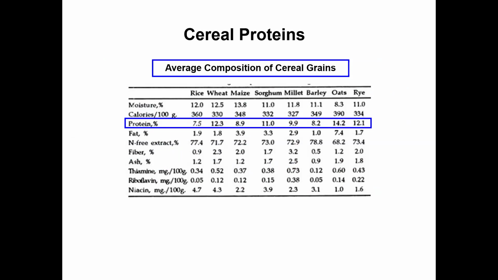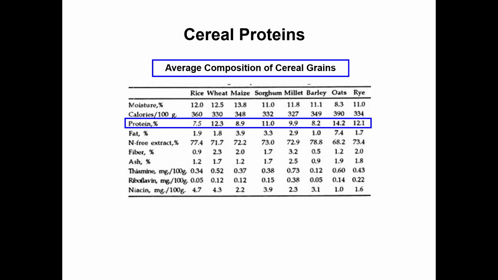So in terms of protein content, oats are among the highest, it can go up to 20% as well. And now they're breeding oat varieties up to 25% protein as well.